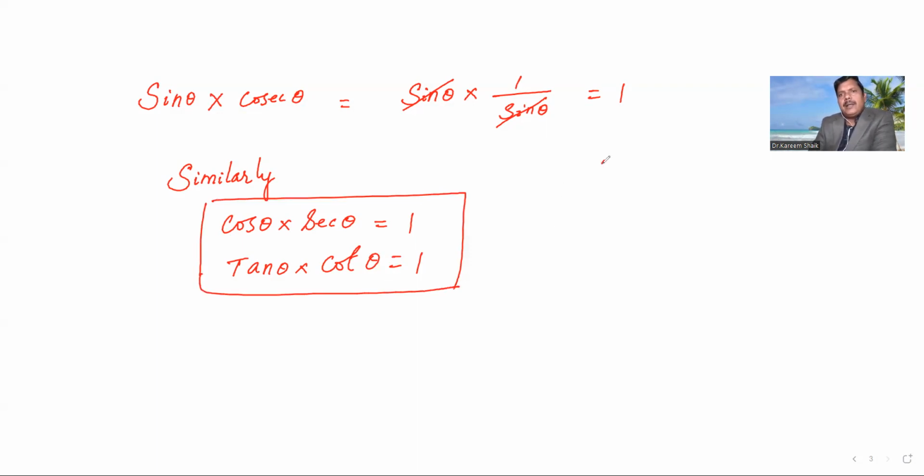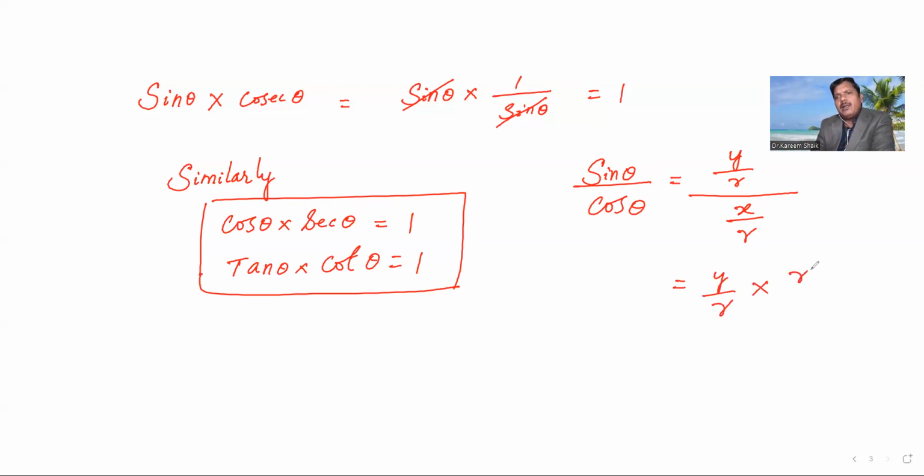Now, what will happen? Sine theta upon cos theta. Generally, sine theta with respect to the xy plane is y upon r, that means with respect to a right angle triangle, opposite upon hypotenuse. Cos theta is nothing but x upon r with the xy plane, that means adjacent upon hypotenuse. Can we write it as y upon r into r upon x? Can we cancel r and r? So what we got? y upon x.